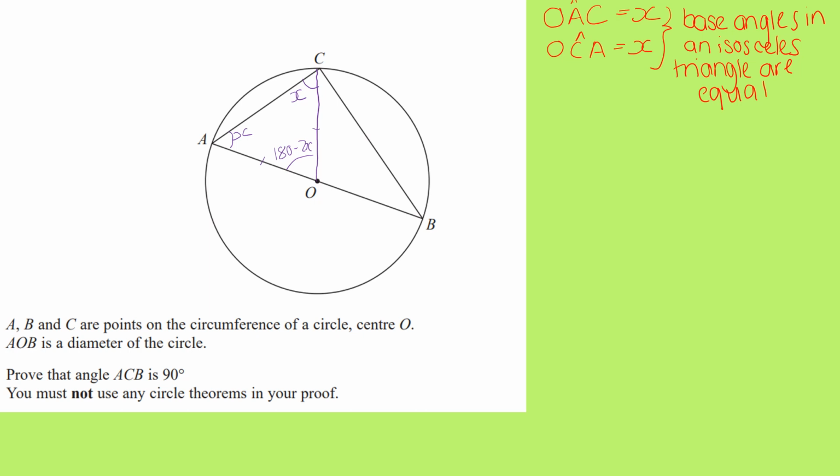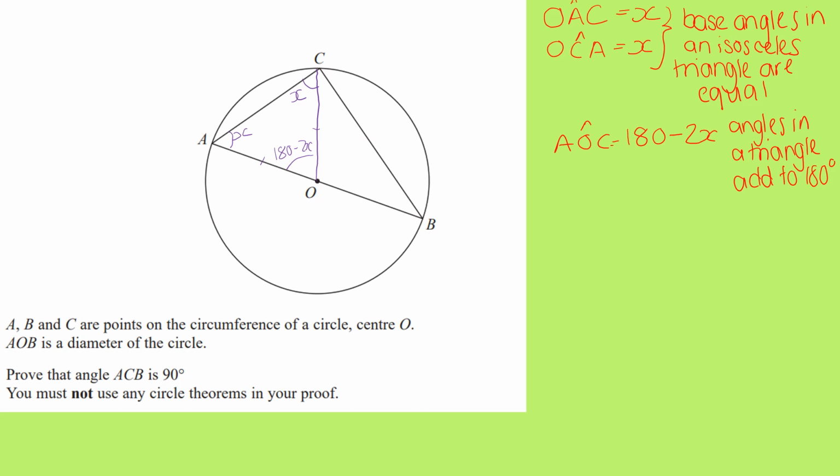So angle AOC is equal to 180 minus those two x's. And what's my reason for that? Angles in a triangle add to 180 degrees. Okay, so where am I going with this? Well, now I've done that, let's see what else I can work out.